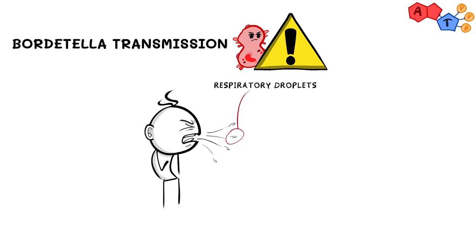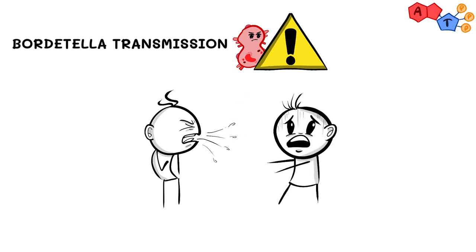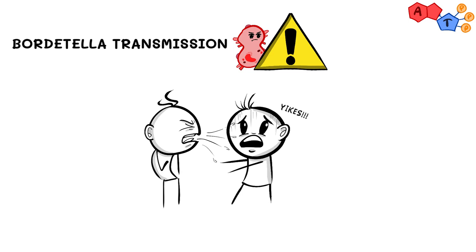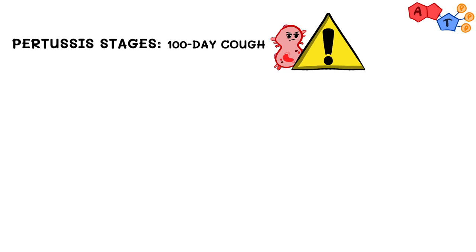Now for the clinical importance. Bordetella pertussis is transmitted through respiratory droplets, which happens during coughing or sneezing. It can also be transmitted directly when a person comes in contact with infected respiratory secretions. Bordetella pertussis is famous for pertussis, also known as whooping cough, or the 100-day cough. This disease mainly affects the respiratory system and is characterized by three phases.